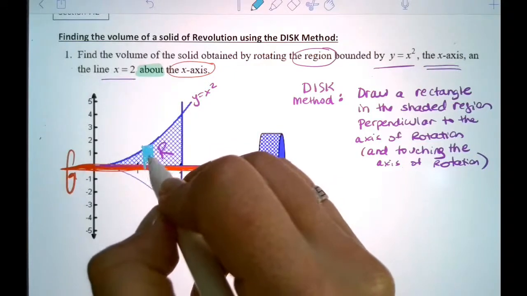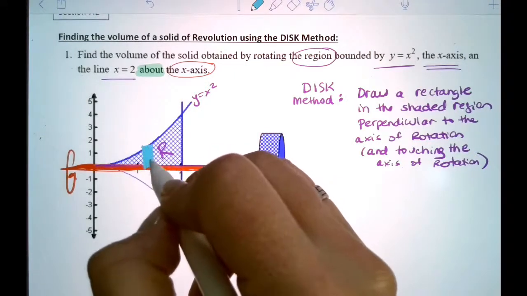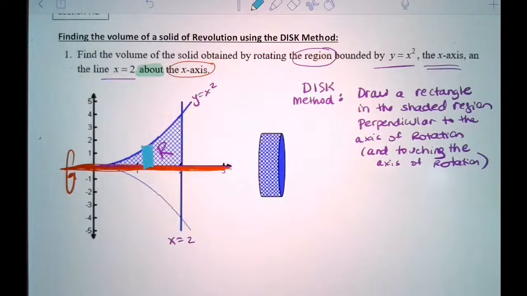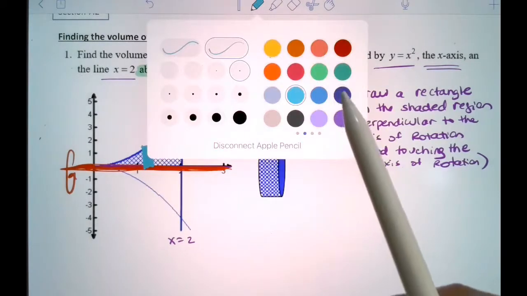There it is. Nothing special about the exact location, but I definitely have it in the shaded region. Notice it's not down here. It's just in that shaded region, and it's perpendicular to the axis of rotation. And there are certain things that are consistent in this picture, right?